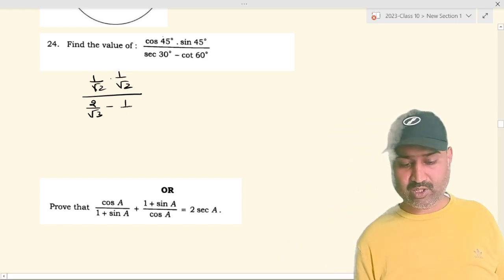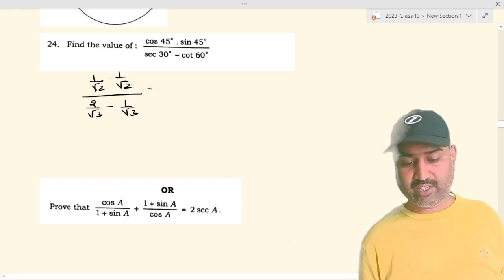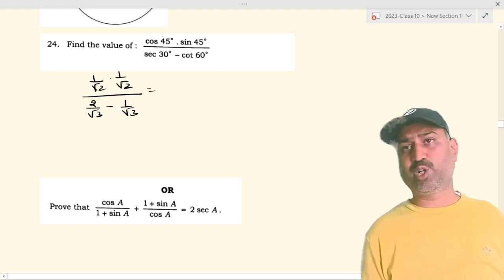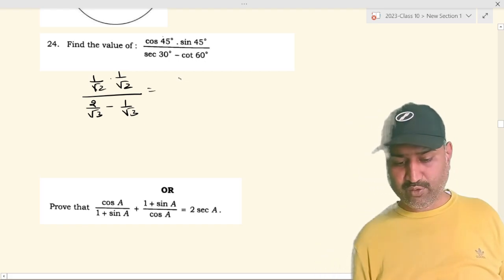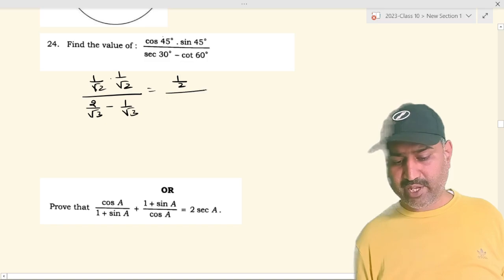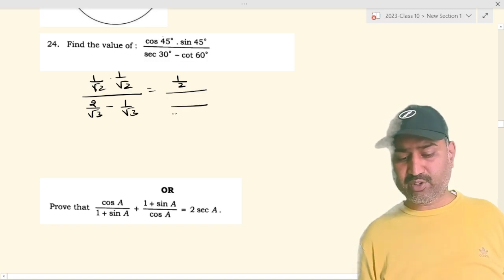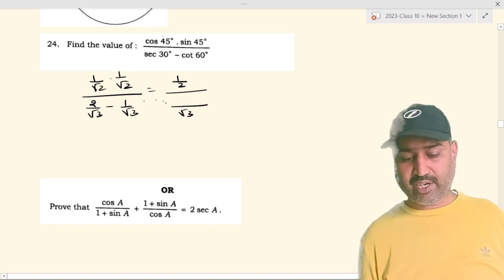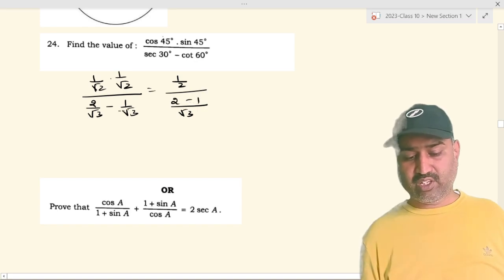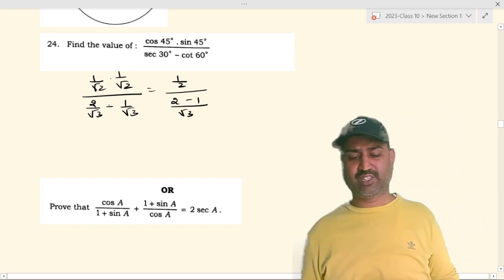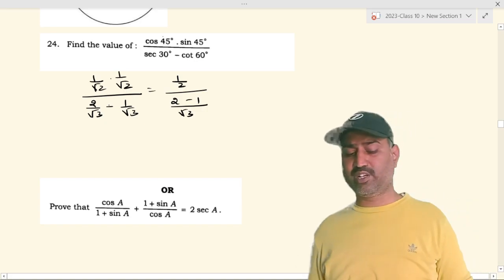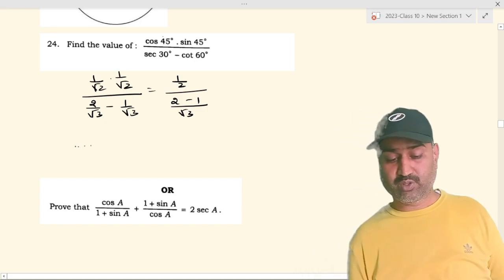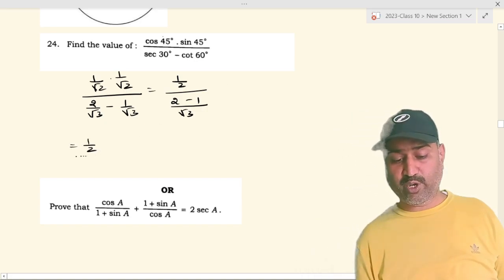It's 1 by root 3, right? Here 1 by root 2 into 1 by root 2. Root 2 into root 2 is 2. Therefore it is 1 by 2 folded by, the LCM here is root 3 and root 3, LCM is root 3 only, and 2 minus 1. Since the denominator is same, you can directly write 2 minus 1, is equal to 1 by 2 folded by 1 by root 3, right?